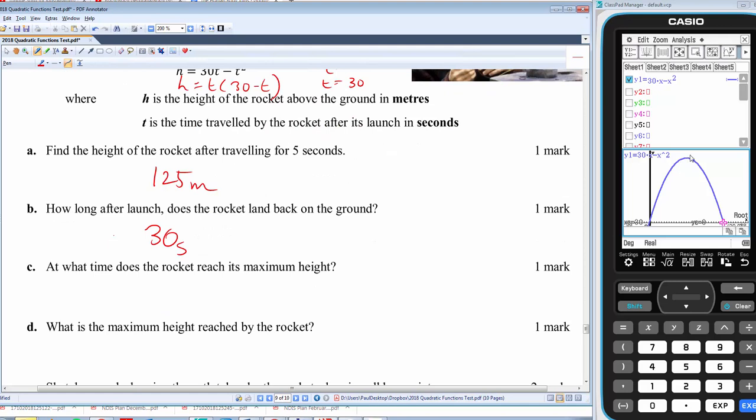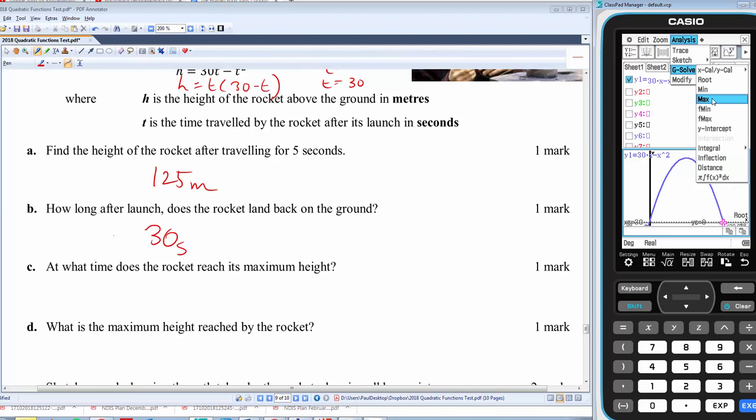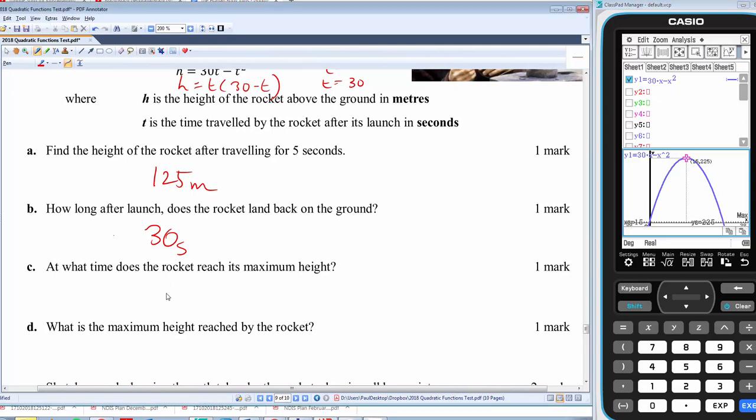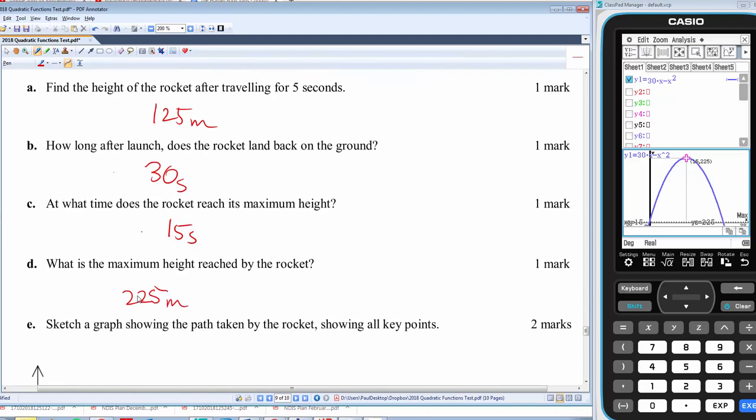What time does the rocket reach its maximum height? So that's where the turning point is. So I'm going to go analysis, G-solve, and I'm going to use max. Max occurs at 225 after 15 seconds. Maximum height achieved was 225 meters, as we established.